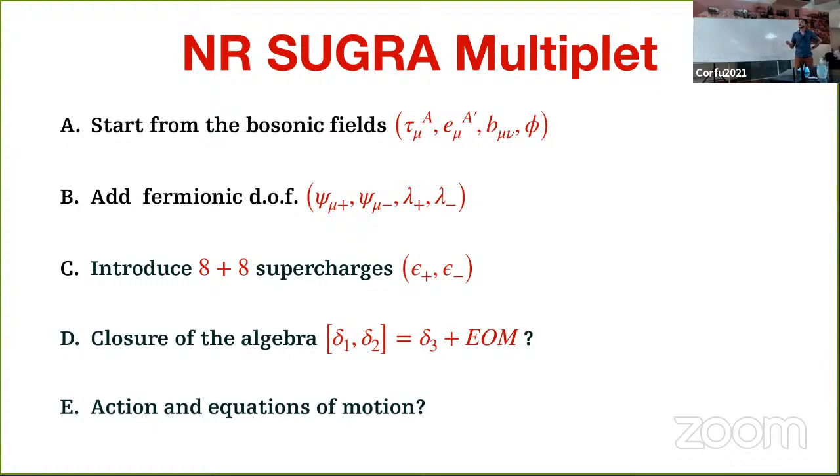So I will start with bosonic fields that are the ones that couple to the Galilean string, and add a number of fermionic degrees of freedom. The number of degrees of freedom will be the same as previously, but you see I introduced this funny notation plus and minus, which will become clear in a second. And this theory realizes 16 supercharges, again split into an epsilon plus and epsilon minus. But then for the question of the algebra and the equations of motion and so on, I will have to make a few comments, which really will introduce some funny properties of this theory, but I will get there.